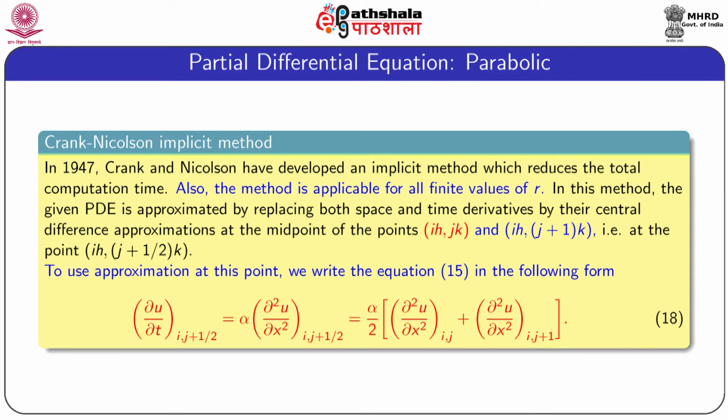The given parabolic equation is divided into 2 parts, that means the right hand side of the PDE, the term alpha into del 2u del x2, is divided into 2 parts. The first part is approximated at the mesh point i,j and the second part is approximated at the mesh point i, j plus 1. So, this is the new concept posed by the Crank-Nicholson method.